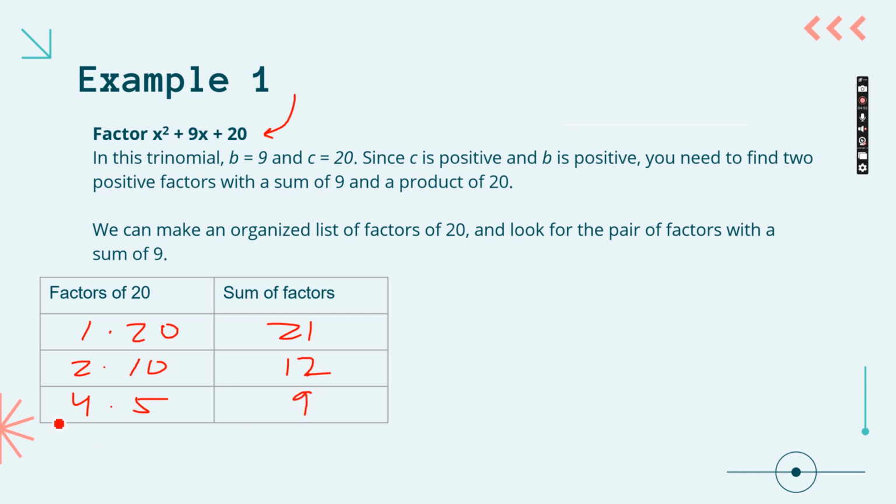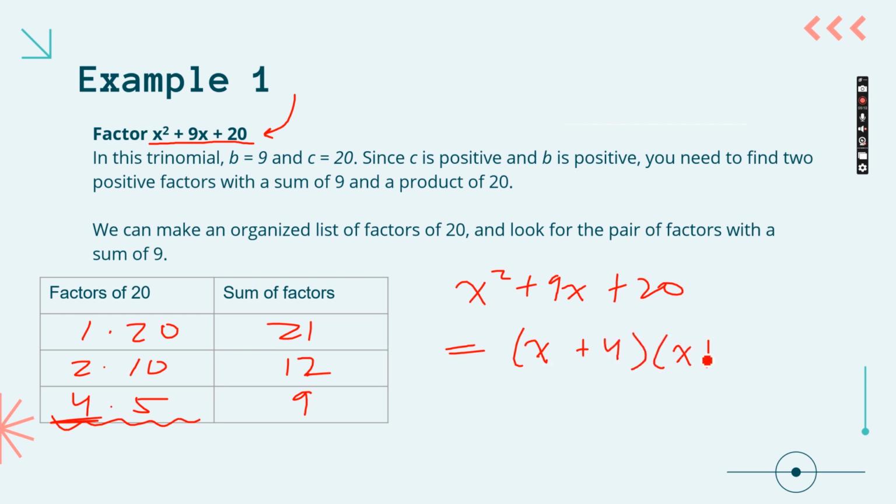This means the factors of 20, 4 and 5, will give us the factored version of x squared plus 9x plus 20. We can rewrite this as x plus one of them, in this case let's start off with 4, and the last one, which should be 5. There you go. That's it.